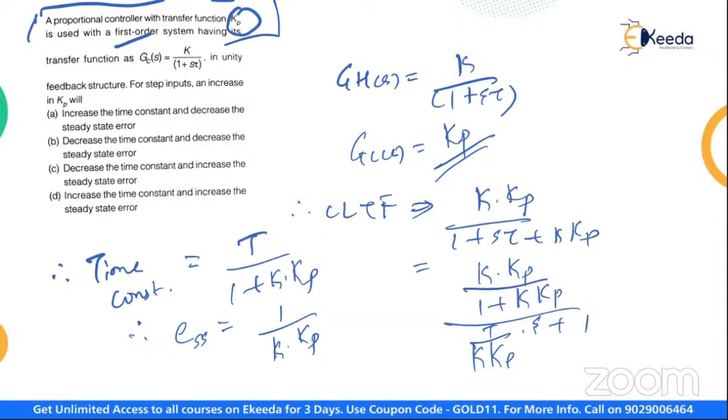Therefore, what do you observe here? You observe that if Kp is increased, both time constant and ESS reduce. Time constant reduces here, and ESS also reduces. So what is the answer? The answer is option B. It decreases time constant and decreases the steady state error, both. So proportional controller, again, what we can observe from here? We can make a note. Proportional controller decreases the time constant as well as decreases the steady state error of the system. Is it correct? Is it right?